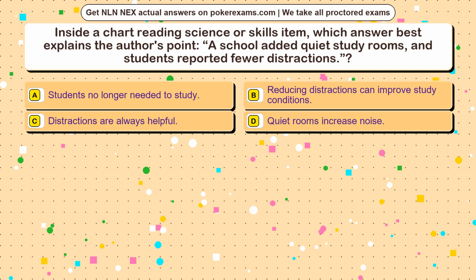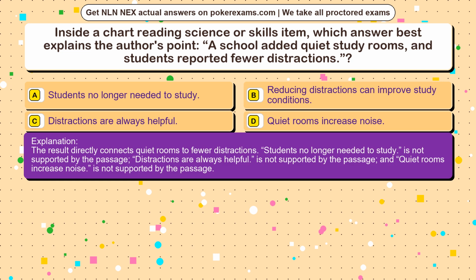The correct answer is option. The result directly connects quiet rooms to fewer distractions. Students no longer needed to study is not supported by the passage, distractions are always helpful is not supported by the passage, and quiet rooms increase noise is not supported by the passage.